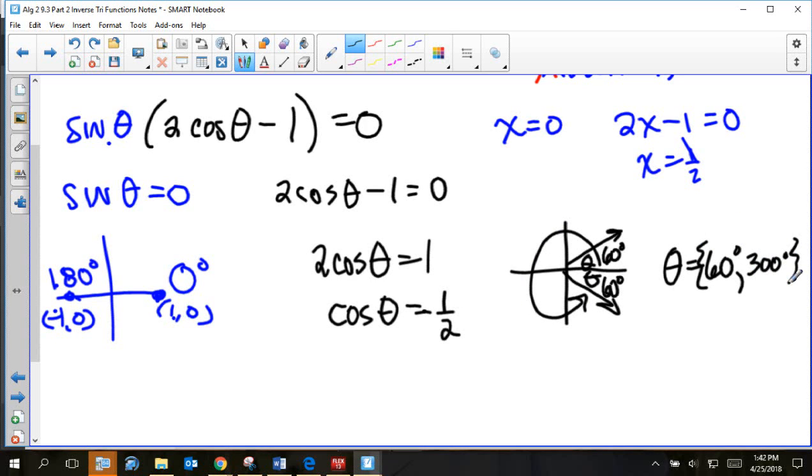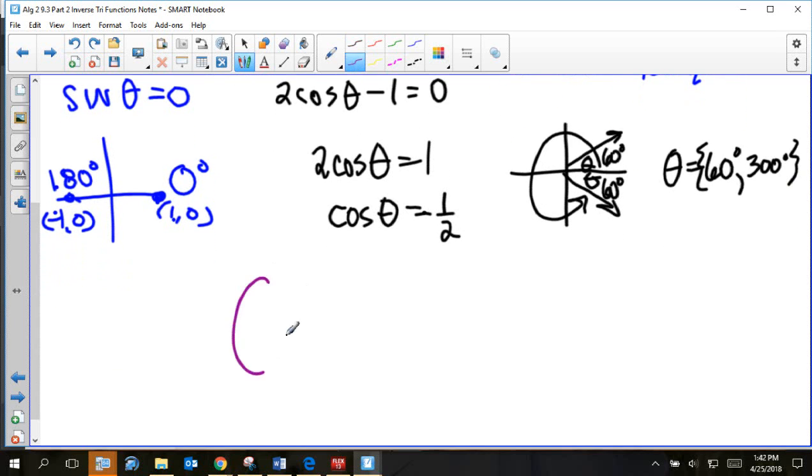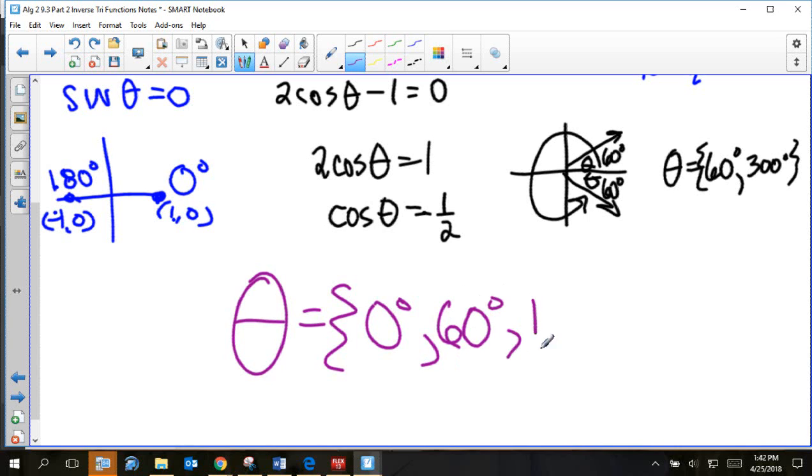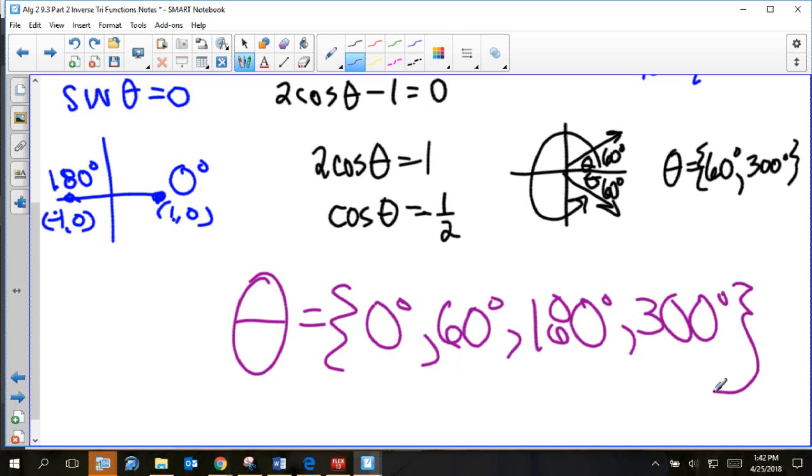Now we put all of our answers together in order. 0 degrees, 60 degrees, 180 degrees, and 300 degrees. So we're going to solve 2 different parts, and then we put the parts all back together. You could get 2 of the same answers from the different parts. If you get 2 of the same answers, you only write that answer once.